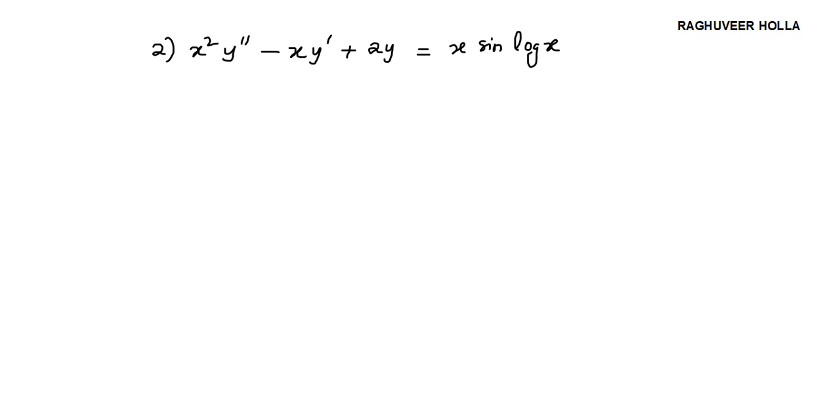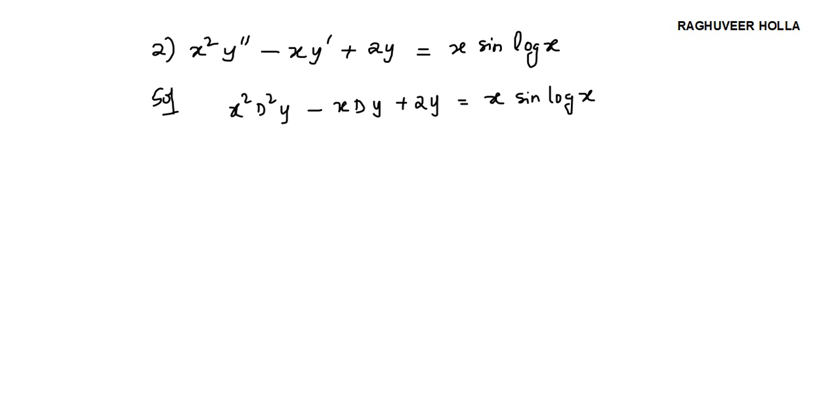Now if you look at this, again the same process. So let us find the solution for this. This can be written as x square D square into y minus xD into y plus 2y is equal to x sine log x, right? Fine.